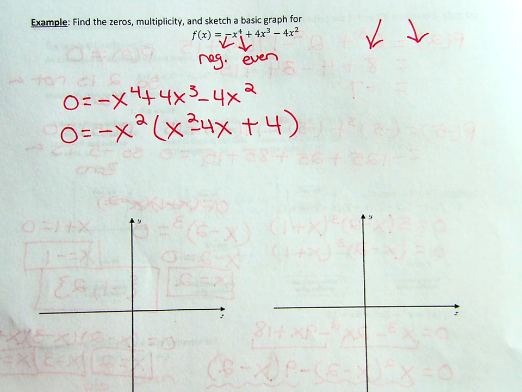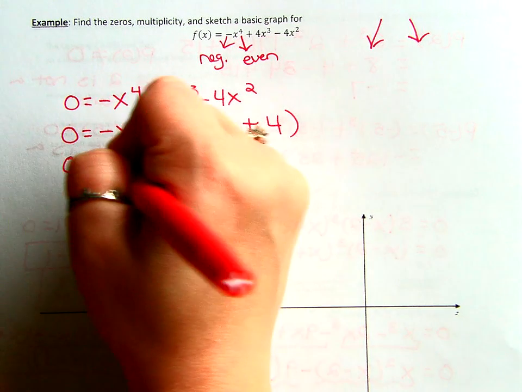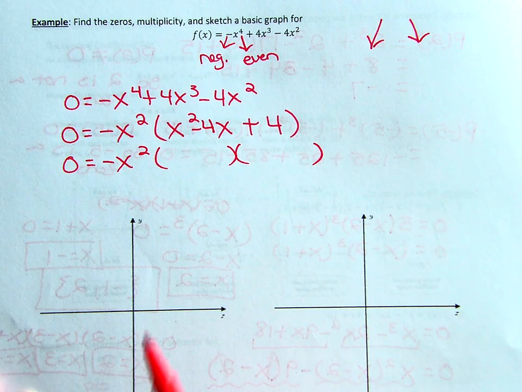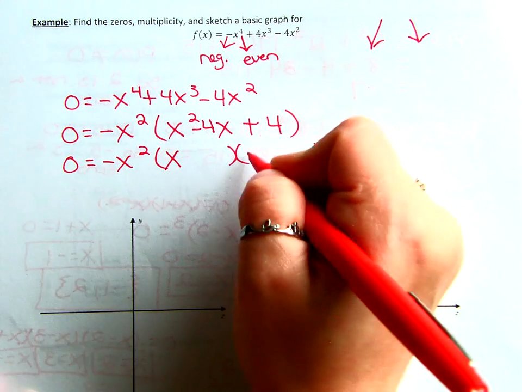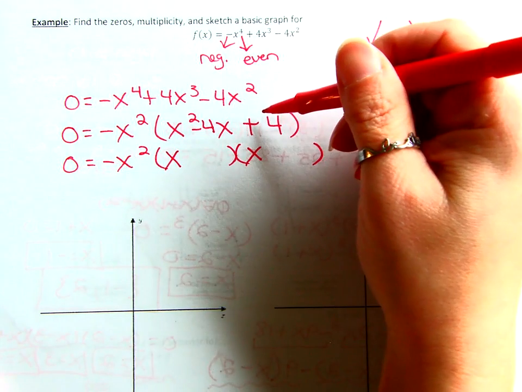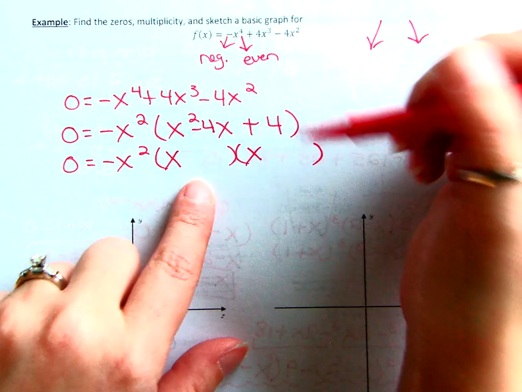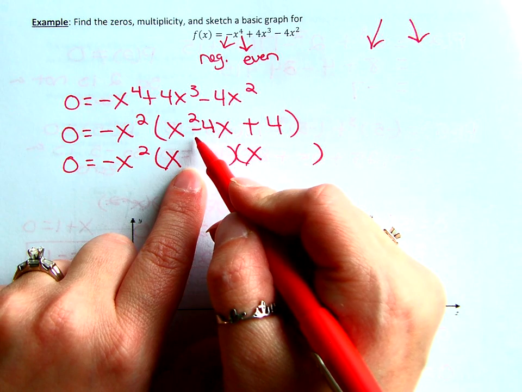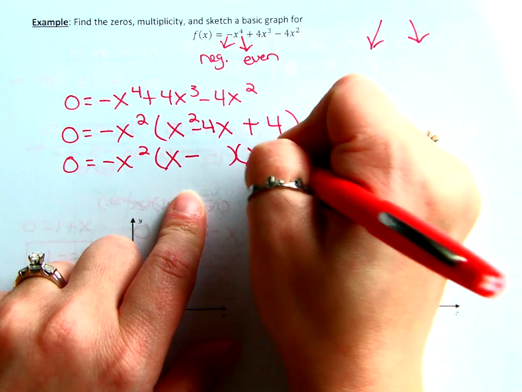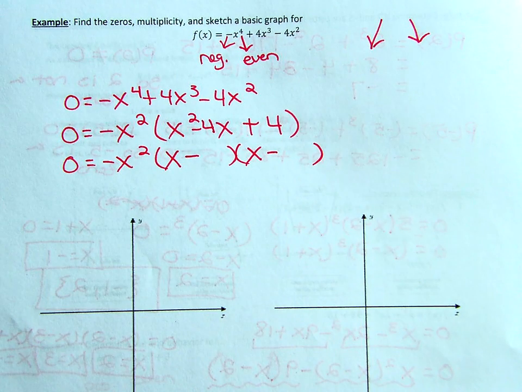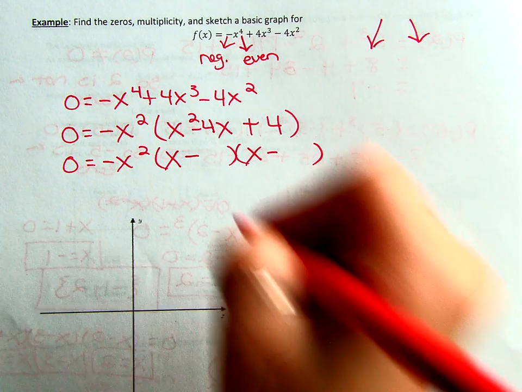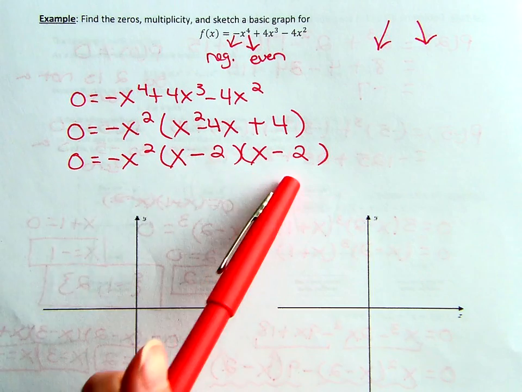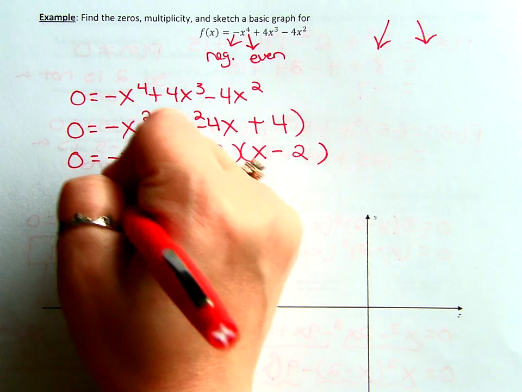So 0 equals negative x squared. And if I need to factor this on the inside, I would have x squared. So I have an x and an x. If the sign in front of your c is positive, that tells you the signs in here are the same. The sign in front of your b tells you what those signs are. So they're both negative. So I need factors of 4 that add up to 4. 2 and 2. Okay, well notice I have the exact same thing twice. So I'm going to go ahead and just rewrite it. Where I have x minus 2 quantity squared.